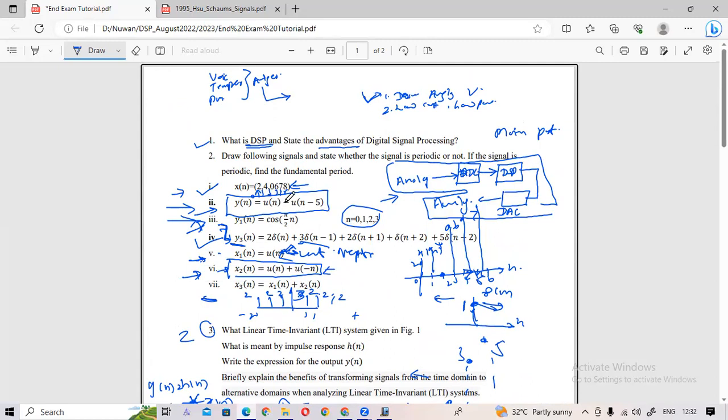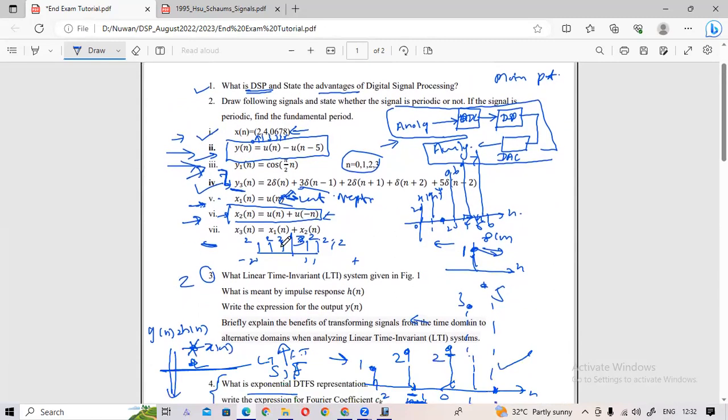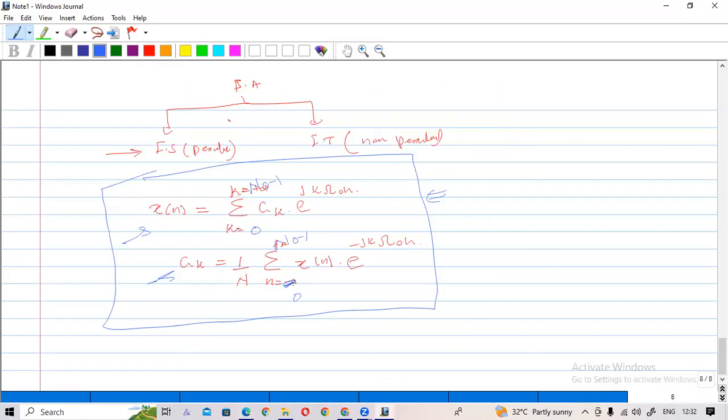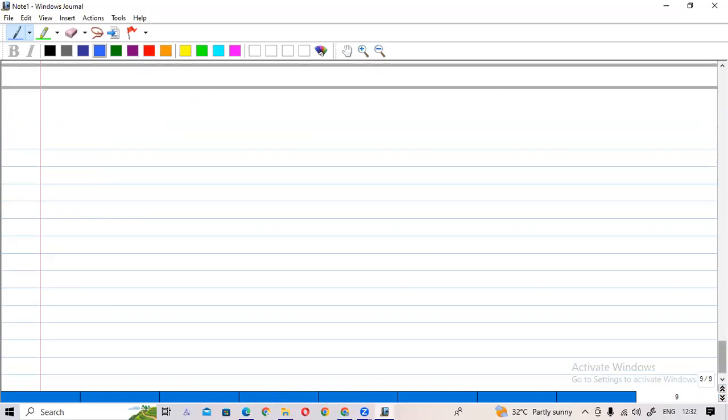So here, unfortunately, we don't have any periodic signal. So let's say this one. I will take this signal as an example.